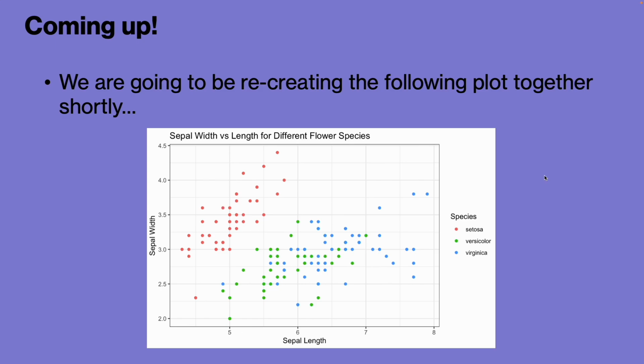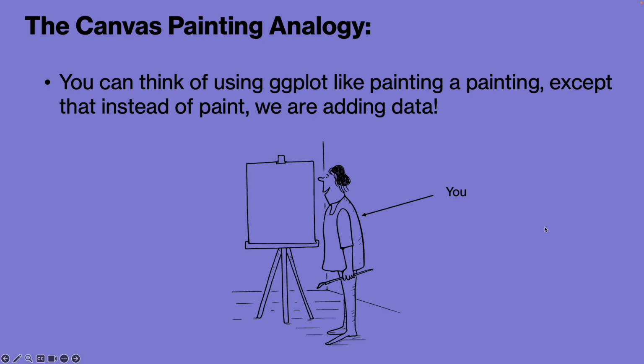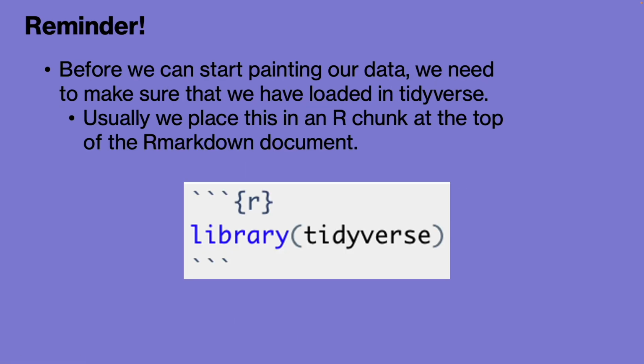In this section, we're going to be recreating this plot here. I know this plot looks very complex, but we will break it down together. When we're thinking about ggplot, the way that I like to think about it is using a painting analogy. We can think of using ggplot like painting a painting, except that instead of paint, we are adding data. I know this sounds a bit weird, so let's talk about what I mean by this.